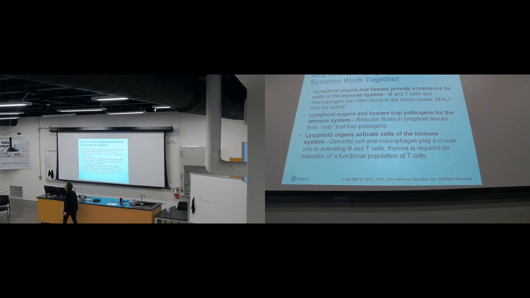So, function as a whole of the lymphatic system, the divisions. Well, the lymphoid organs and the tissues provide residence for the immune system cells, which will be the B cells and the T cells. And then these trap pathogens, and these pathogens will be processed by these cells, and then you work together by activating macrophages to destroy these pathogens, and also activating your dendritic cells.